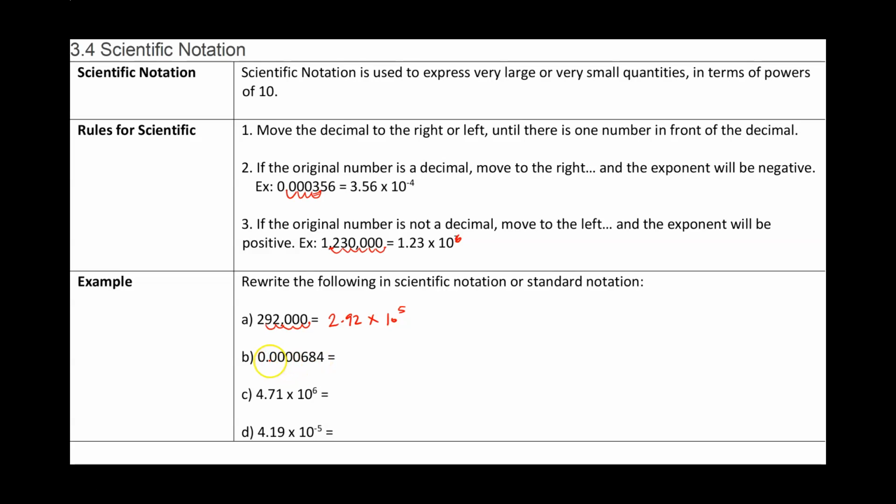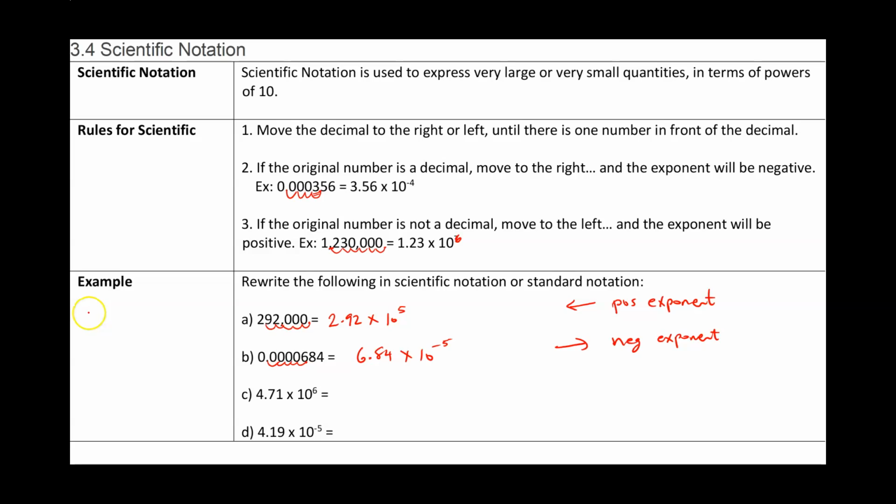If the number is a decimal, we would move the decimal point 1, 2, 3, 4, 5 times. That is 6.84. But because the original number is a decimal, it'll be to the negative 5th. So in general, if the decimal moves left, then we have a positive exponent. And if the decimal moves right, then we have a negative exponent.